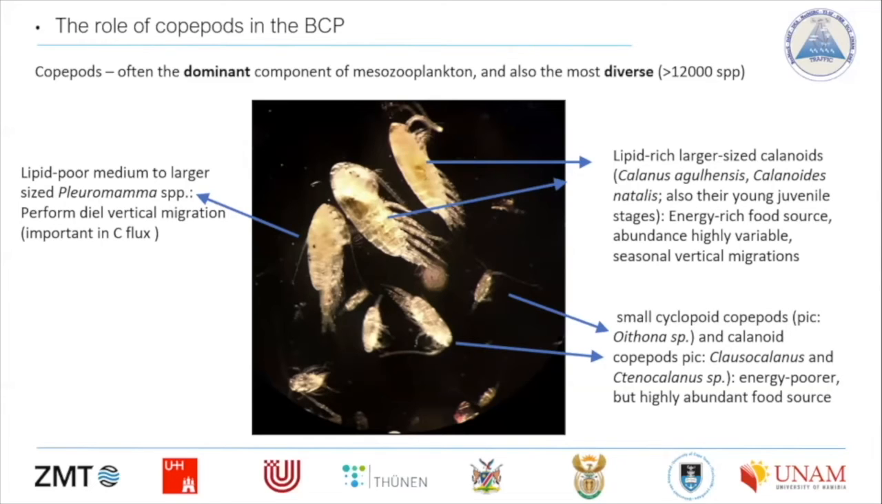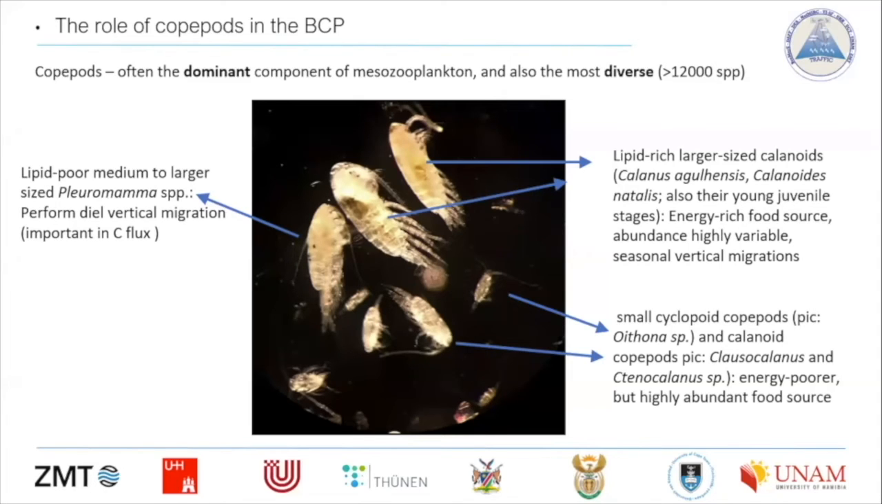So here on top, you see lipid-rich, larger sized calanoids, Calanoides carinatus and Calanoides natalis, which are both key species in the Benguela, and also their young juvenile stages do have these large lipid sacs inside. So they're an energy-rich food source. The abundance is highly variable and connected to this upwelling regime, and they do seasonal vertical migrations.